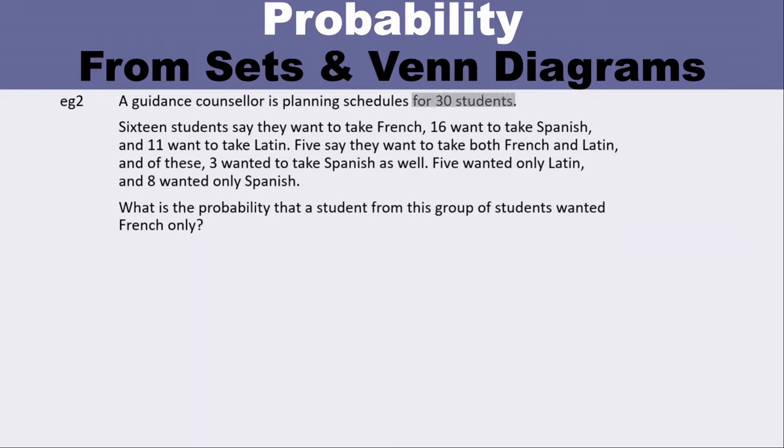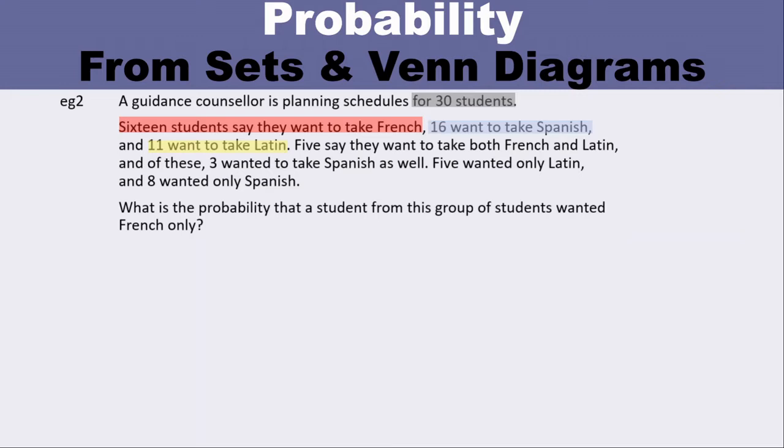That's how many students there are in total. 16 students say they want to take French. Now 16, watch out, it was not written in numbers, it was written in words, so don't skim over that. 16 students want to take Spanish. 11 students want to take Latin.